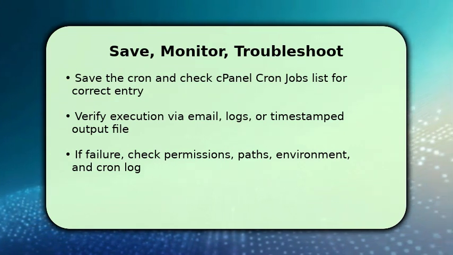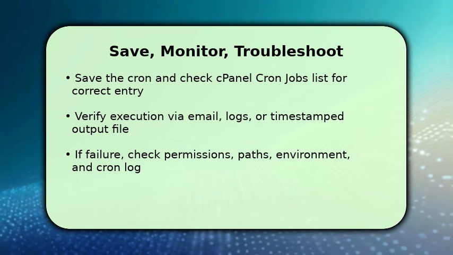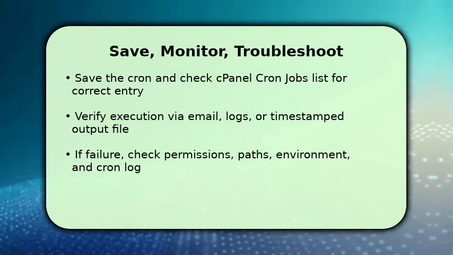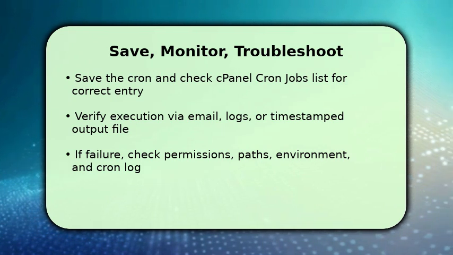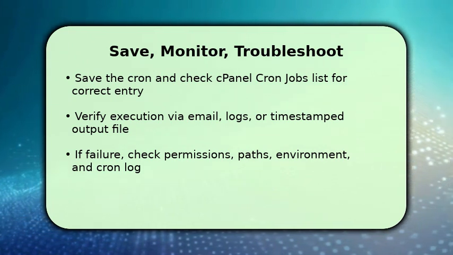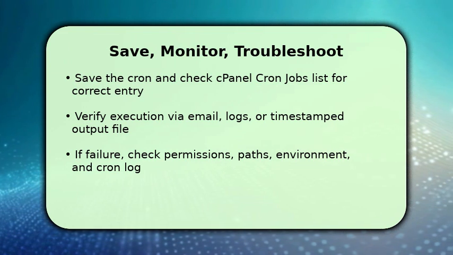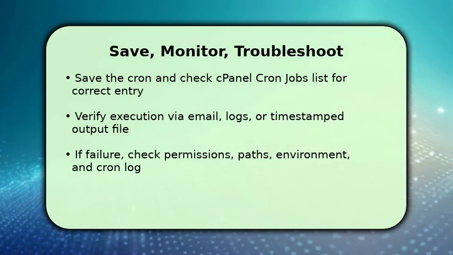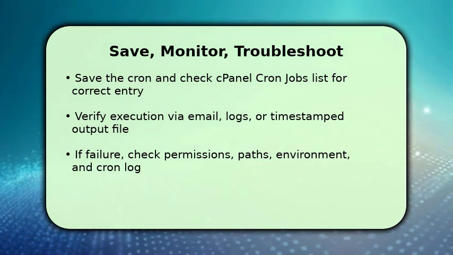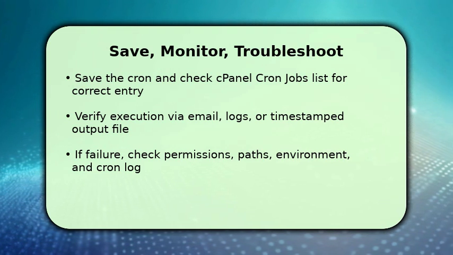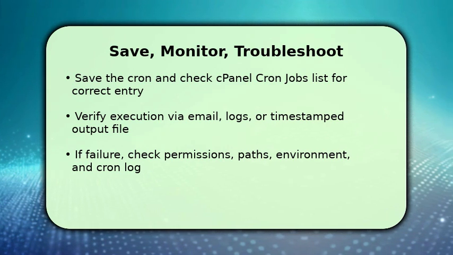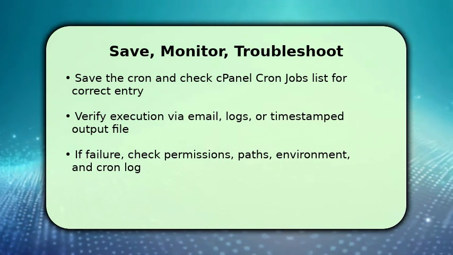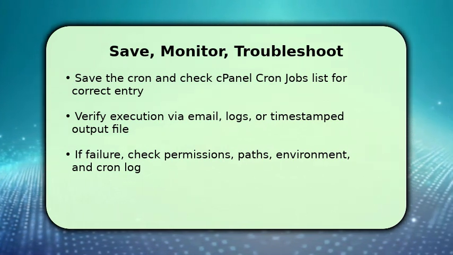Once done, monitor the first run by checking the email you set or by creating a small log file in the command, for example /home/user/cron.log. If it does not run, make sure file permissions allow execution, the path to the interpreter is correct, and environment variables are not assumed. As a troubleshooting tip, run the exact command from terminal to see errors. Adjust paths, shebangs, or switch to absolute paths as needed.